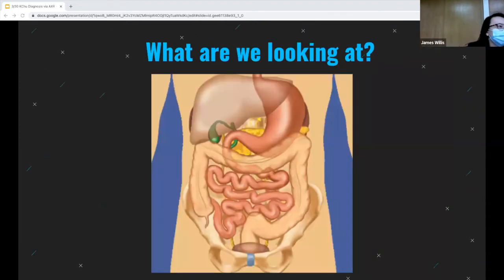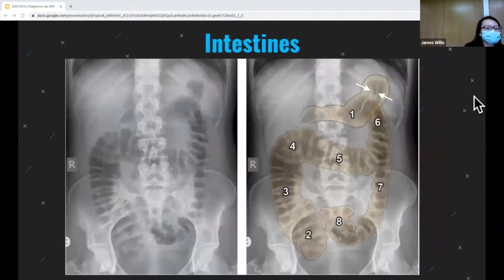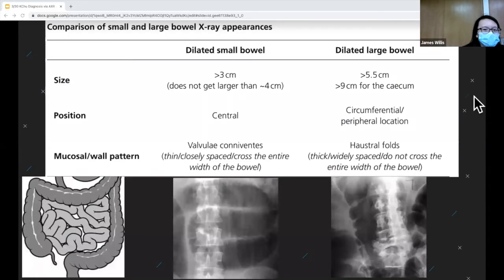So what are we exactly looking at? Sometimes X-rays are called a KUB, which stands for kidneys, ureter, and bladder. You can see the outlines of these solid organs here. For the most part, we're looking at the intestinal pattern. Going through: number 1 is the stomach, 2 is the cecum, 3 is the ascending colon, 4 the hepatic flexure, 5 the transverse colon, 6 the splenic flexure, 7 the descending colon, and 8 the sigmoid colon.